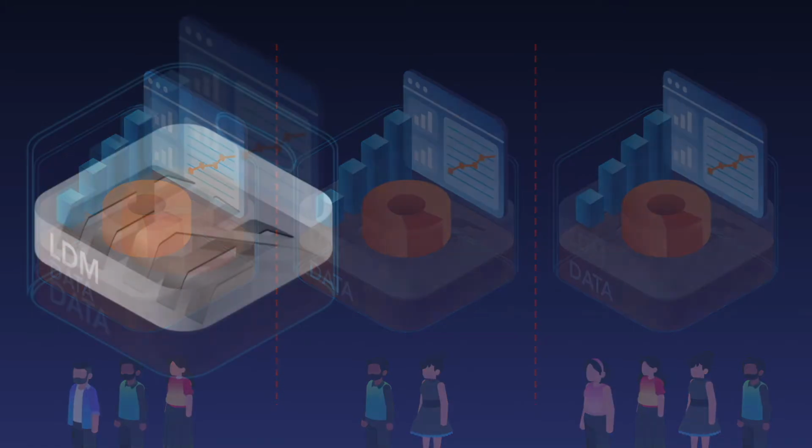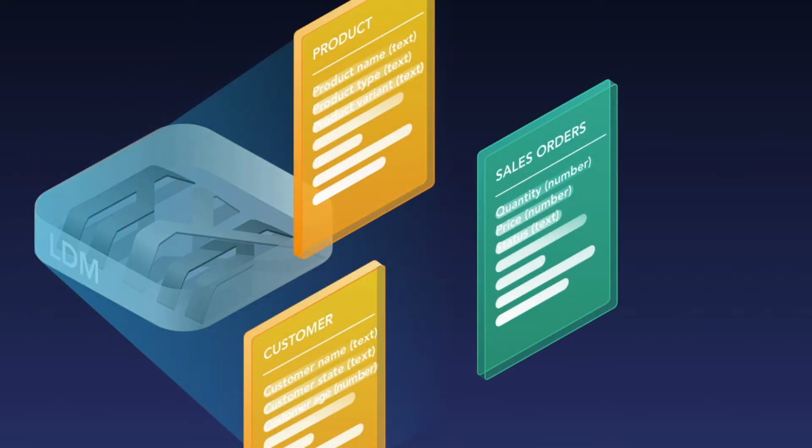A key component of each workspace is a logical data model, LDM for short. The LDM is a semantic layer that describes the data's structure and the relationships between different entities. Having this defined brings some major benefits.